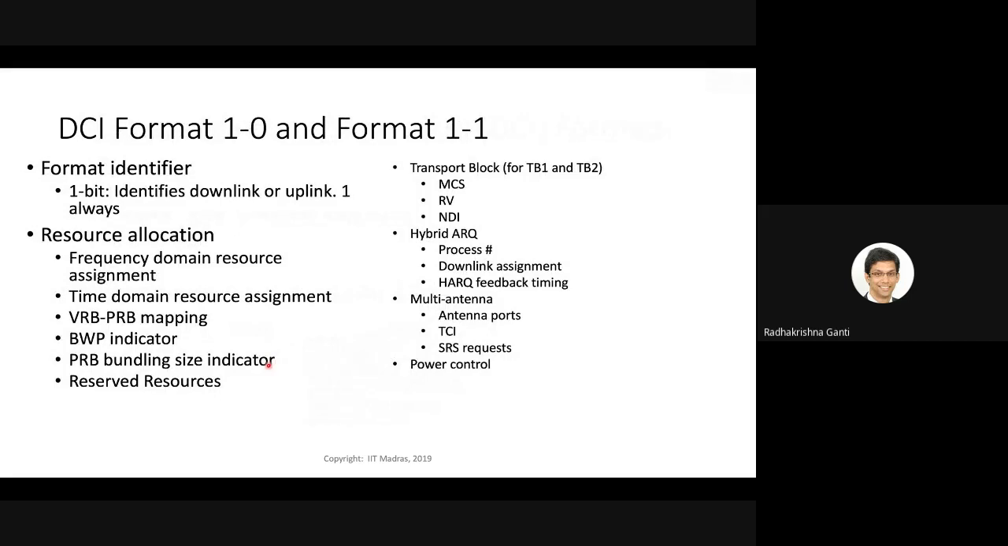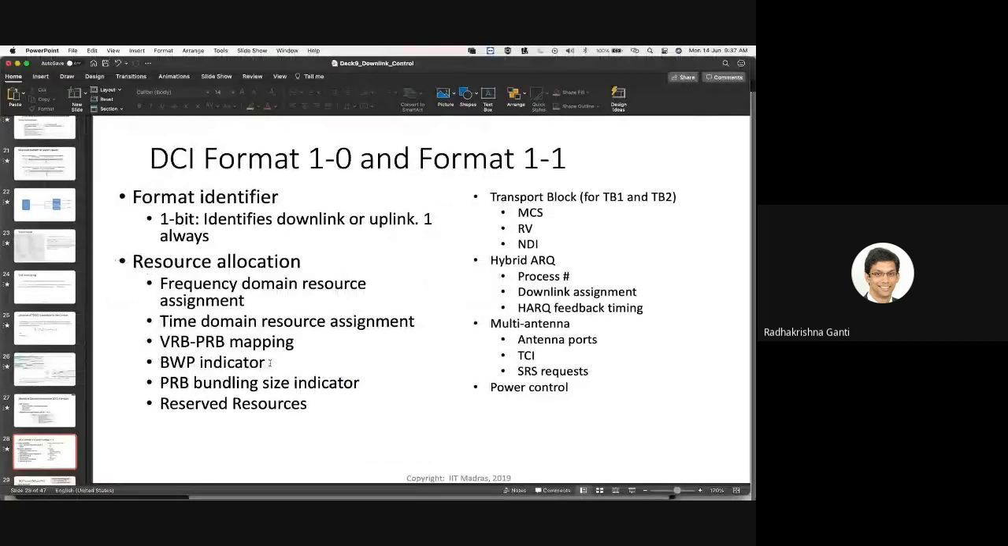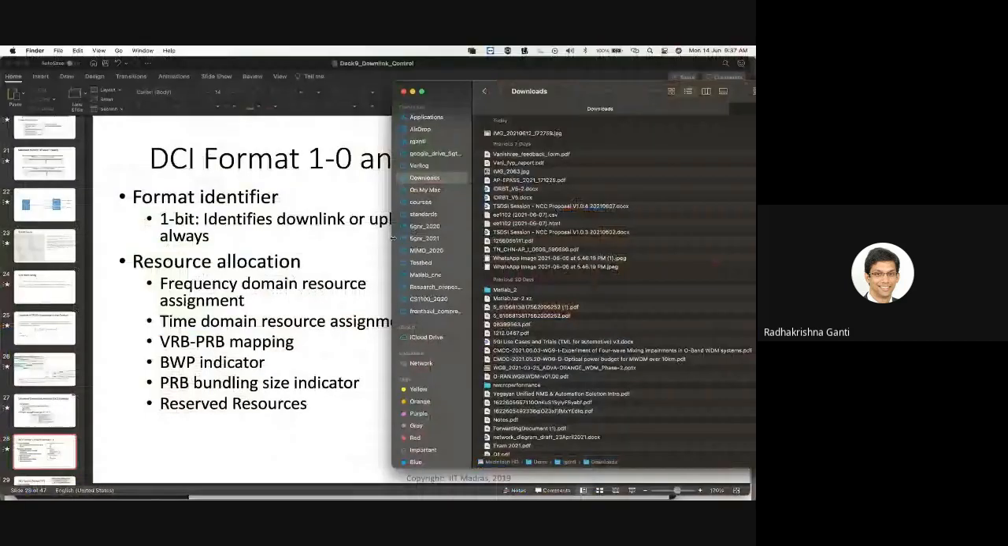Let's understand what the things are that are there in these DCI formats. I will also show you the spec a bit, and then we'll go ahead. So DCI format 1_0 and DCI format 1_1, there are two formats. Let's see the spec once and understand where this is.